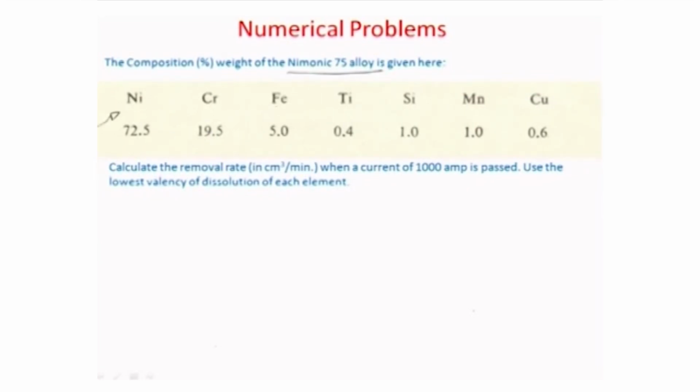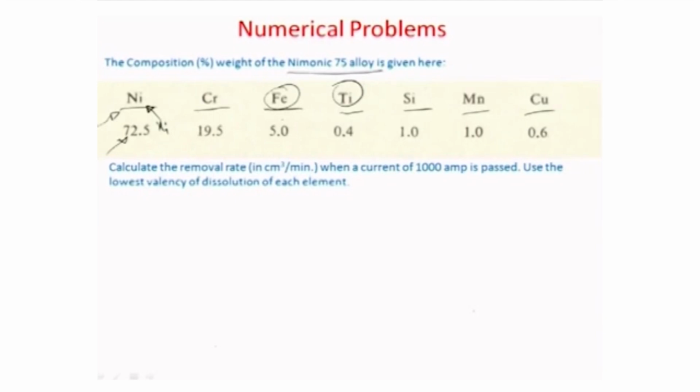So, you have all different phases in the alloyed system: nickel, chromium, iron, titanium, silicon, manganese and copper. What these numbers mention are the percentages of presence of these different states. This is xi for the nickel state, this is xi for the chromium, 5% is the amount in which iron is present, 0.4% is the amount in which titanium is present, and so on and so forth.